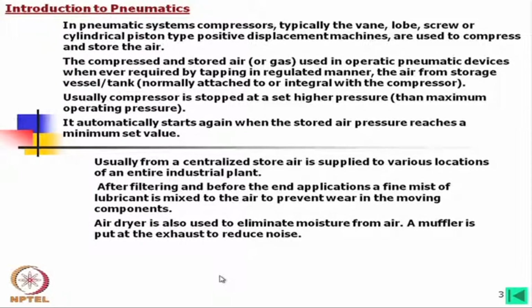An air dryer is also used to eliminate moisture from air. So, as I have told, you have to use an air dryer. A muffler is put at the exhaust to reduce noise. Muffler means the silencer, which is usually used at the exhaust point.